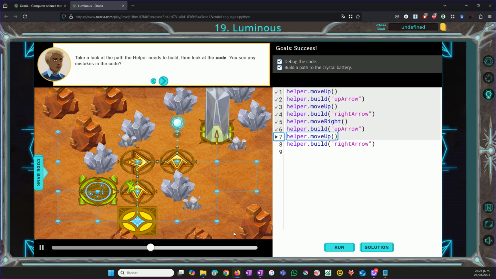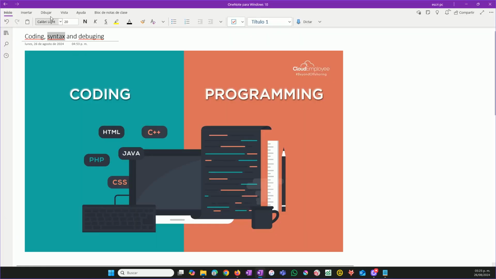So really important. Syntax is the rules to write instructions in a specific language. Think about the syntax like the grammar and the orthography for the instructions. And debugging is to check the program to identify mistakes in syntax and correct them.